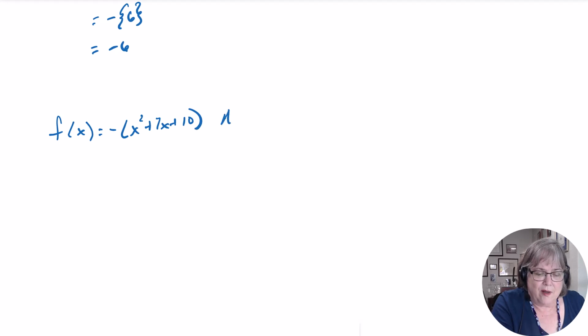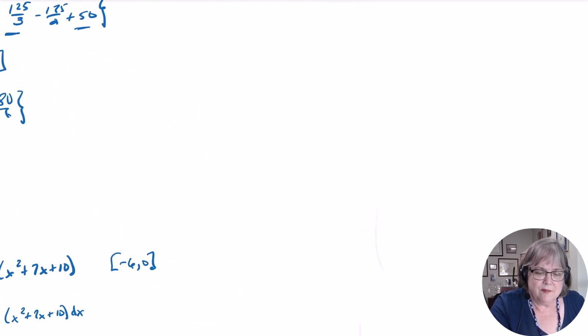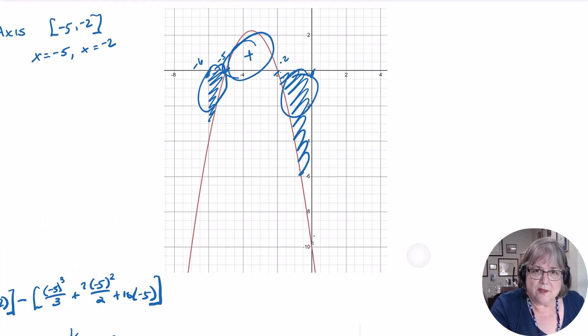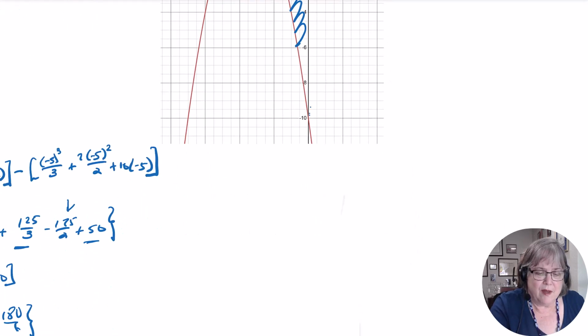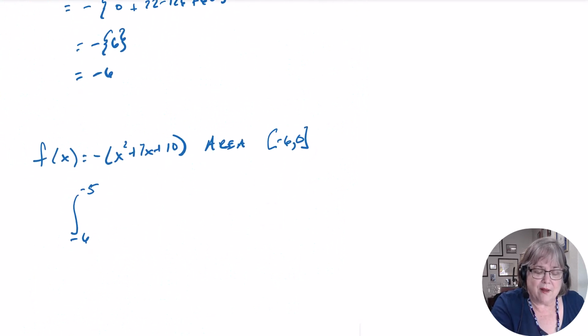And I want to find the area between that curve and the x-axis from -6 to 0. Then what I would say is, okay, between -6 and -5, I'm going to get a negative result because it's below the x-axis. So in order to turn it positive so it doesn't cancel out part of the upper area, I throw another negative in. So this negative is because my area is going to be negative. I can tell from the graph.